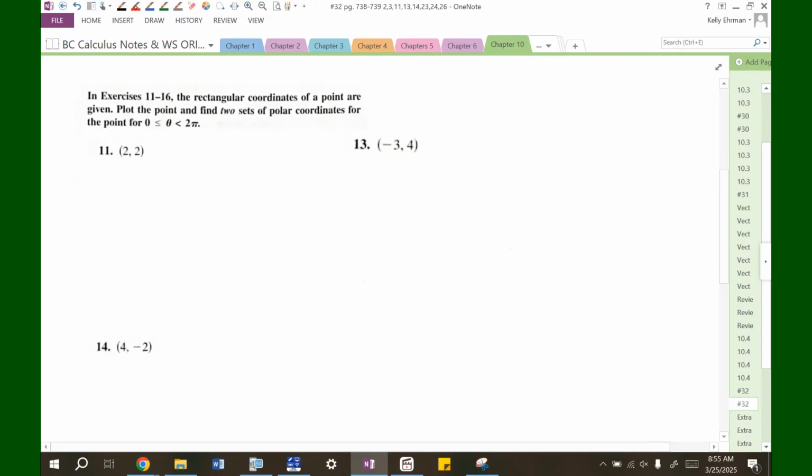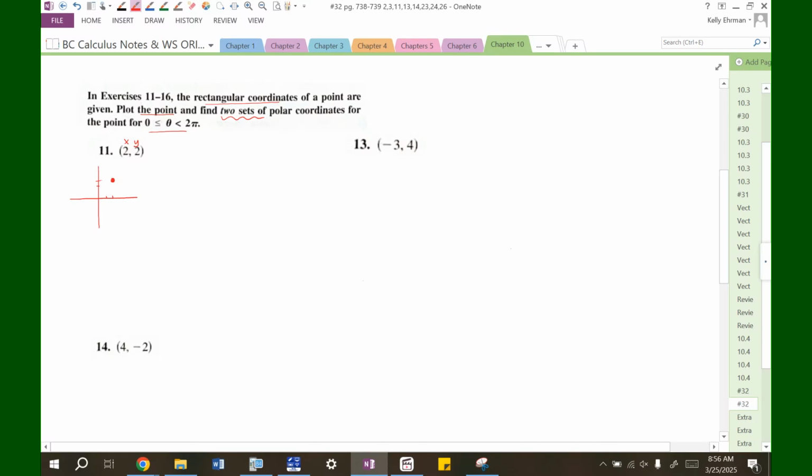For the next 2 problems, it says the rectangular coordinates of a point are given. So the x, y coordinates are given. Plot the point, and then find 2 sets of polar coordinates for the point. Theta should be between 0 and 2 pi. So now we're just doing things in the opposite order. So plot this point first. So, okay, right 2, up 2. There's the point, 2, 2.